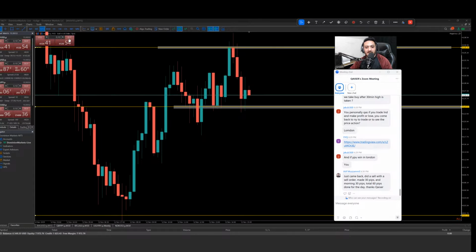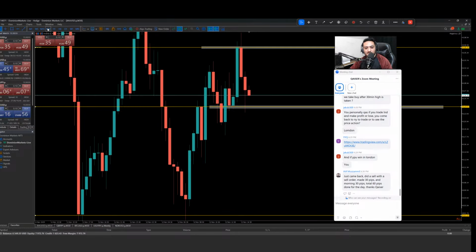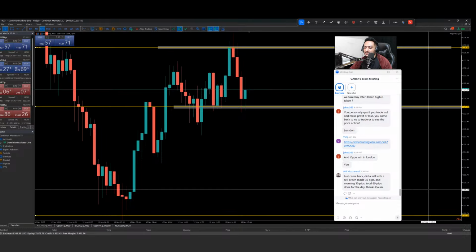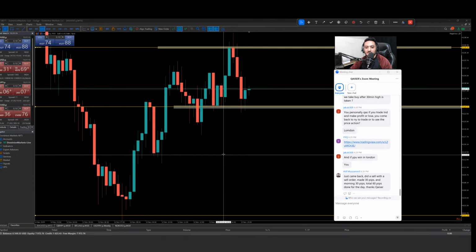So the 50-minute candle just closed now. Look at this 30-minute, looking at the 50-minute time frame. So you know what? Just came back, did a sell with a sell order, made 30 pips and more 30 pips, total 60 pips done for the day. Thanks, Kasser. Welcome, Atif Muzammal. Just close the chart and spend time with your family and friends now.